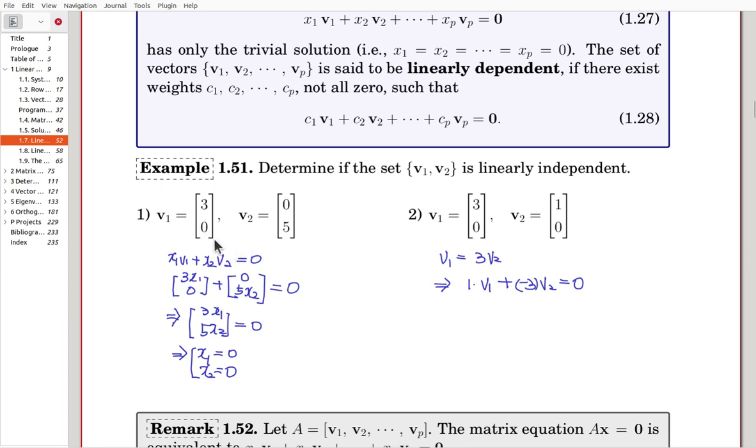If linearly independent, then one vector cannot be made from the other. Here this vector cannot be made from this one. However, if linearly dependent, then a vector can be made from the other, like in this equation. v1 is 3 times v2, and also v2 is 1/3 of v1, right?